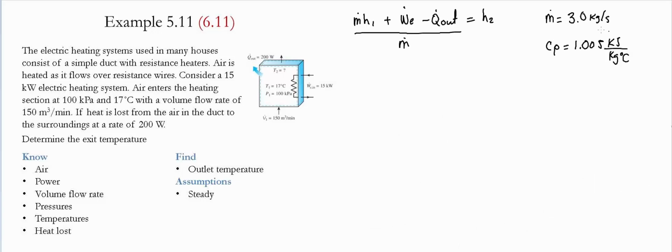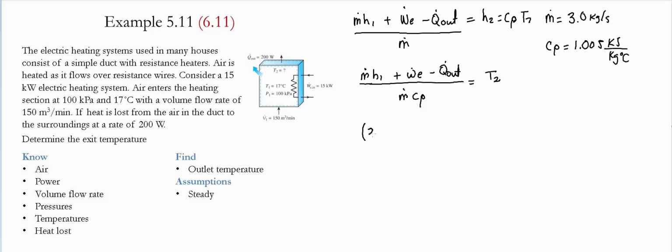Now that we have the value of the mass flow rate, we substitute into this equation so that we can get the value of the temperature. Notice that for air, we're going to use the value for Cp to be 1.005 kilojoules per kilogram Celsius. To solve for temperature, please note that the enthalpy is the same thing as Cp times T2. So this equation can be made into m dot h1 plus the electrical power minus the rate of heat loss, divided by the mass flow rate times Cp. That is going to be the final temperature. Then we replace the values.